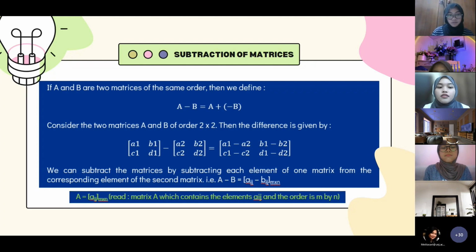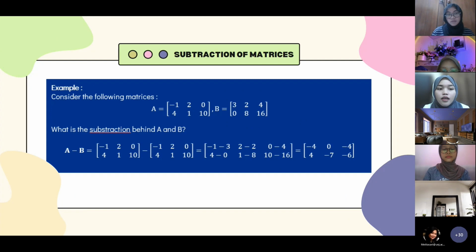We can subtract the matrices by subtracting each element of one matrix from the corresponding elements of the second matrix. That is, matrix B subtracted from matrix A is equal to elements Aij subtracted by Bij, and the order is m by n.